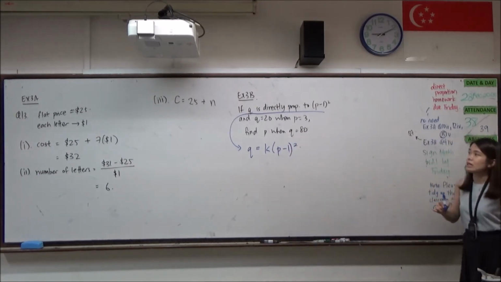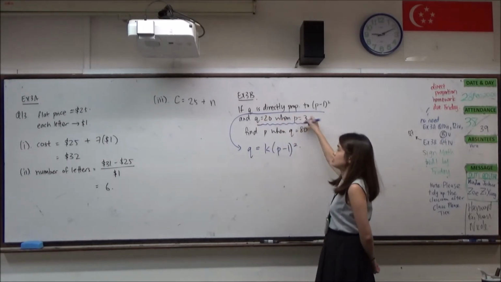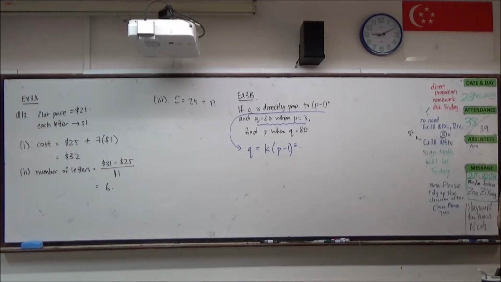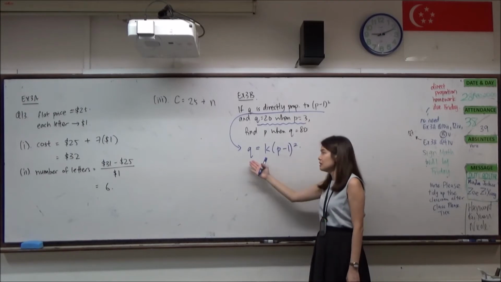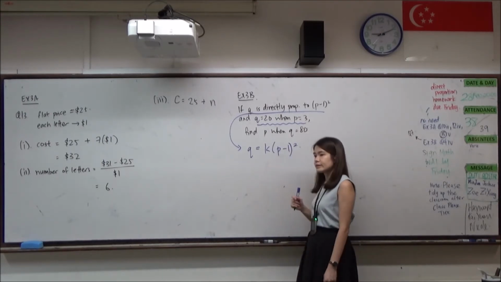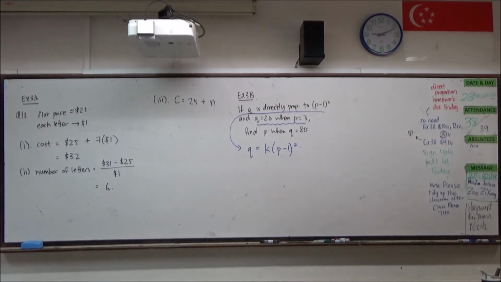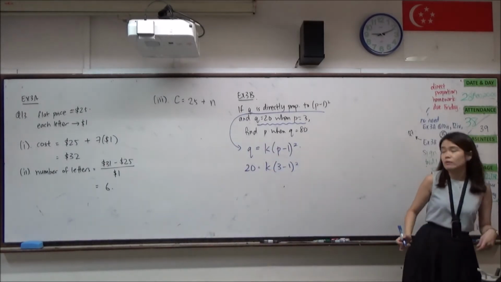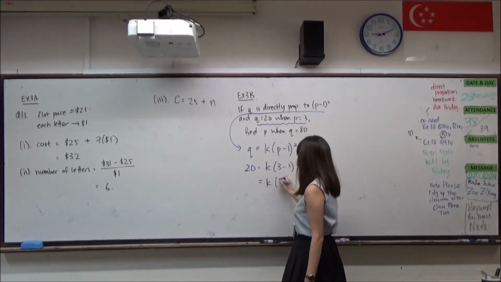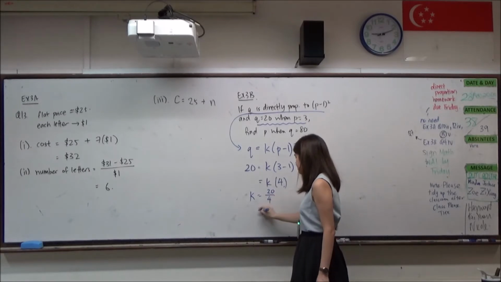Yes, very good. So if Q is directly proportional to P minus 1 bracket squared, that will be the equation. And then the question says Q is equal to 20 when P is equal to 3. What do we have to do with that piece of information? After we form this part, what do we need to do next? Okay, very good. So 20 equals k bracket 3 minus 1 squared. So we need to determine the value of k. 3 minus 1 squared is 4, you press that in the calculator. So k will be 20 divided by 4, that will be 5.